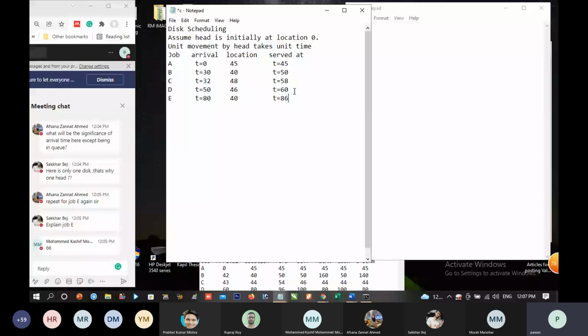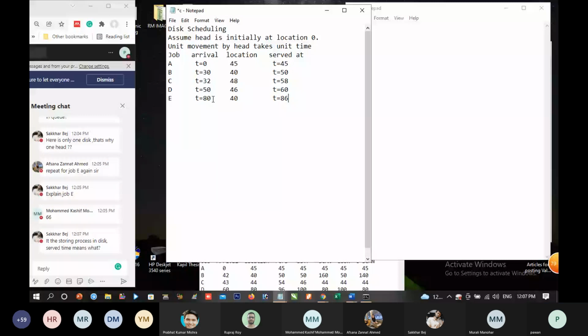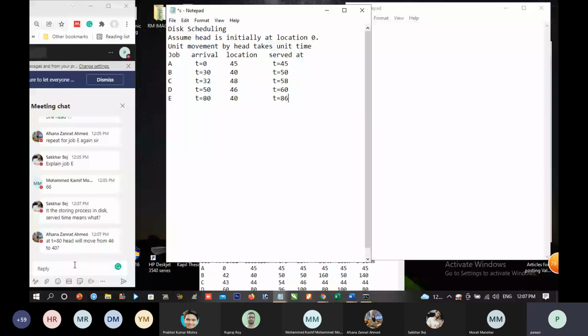Now we remain stationary at 46 because the job has only arrived at time t equal to 80. Now we move from 46 to 40. From time t equal to 80, we are able to serve at time t equal to 86. What is the problem? That is correct. At t equal to 80, the head will start moving from 46 to 40.